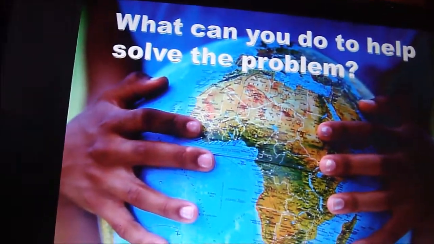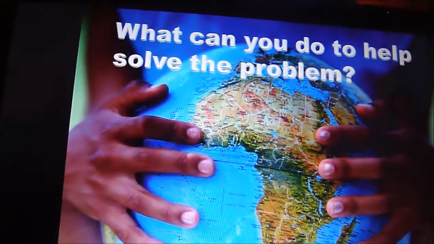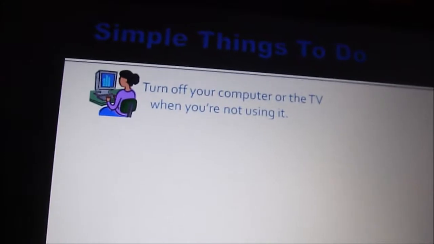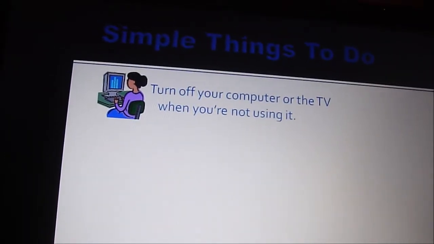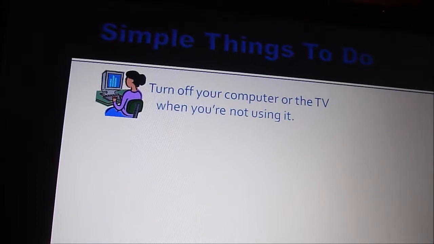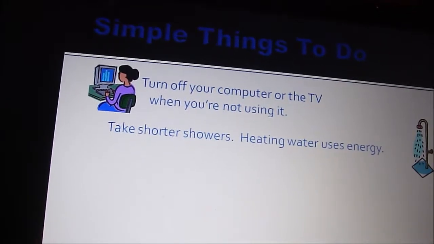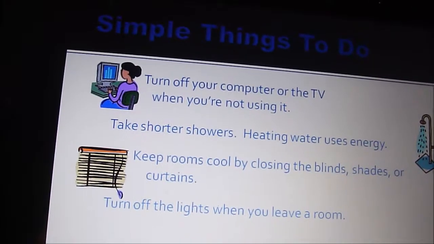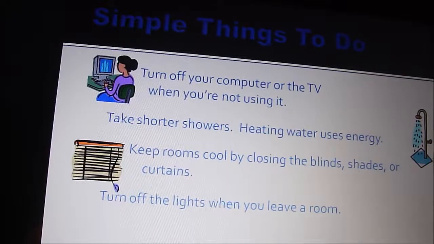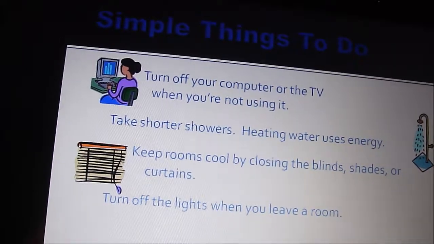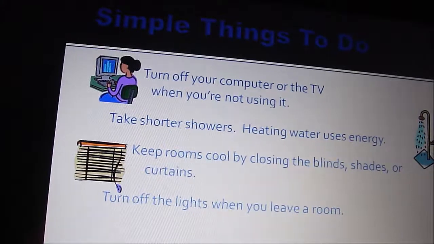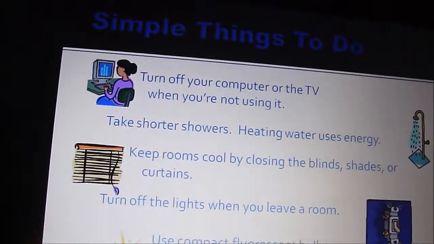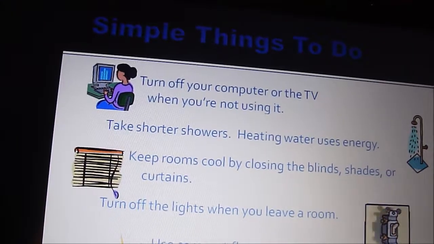What can you do to help solve the problem? There are many things that we can do to solve global warming problems. Simple thing to do. Turn off your computer or TV when you are not using it. Take shorter showers, heating water uses energy. Keep room cool by closing the blinds, shades, or curtains. Turn off the light when you leave the room. Use compact fluorescent bulbs.